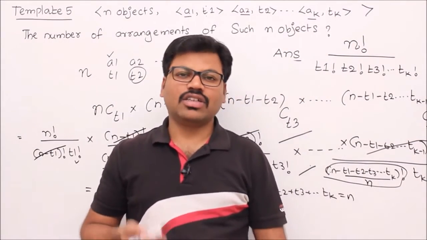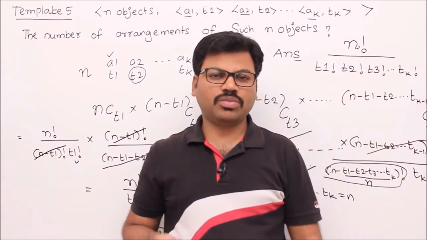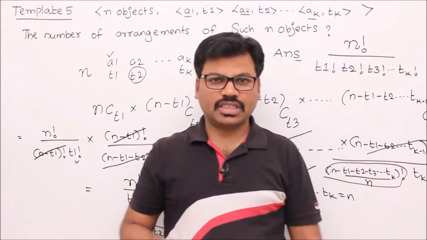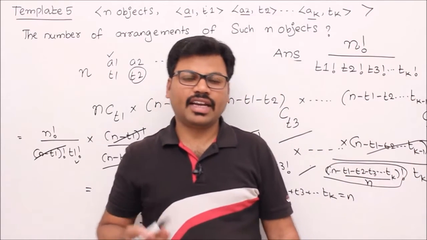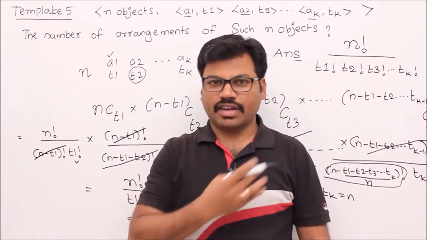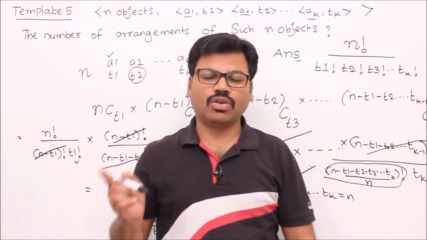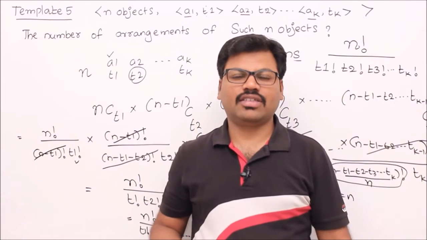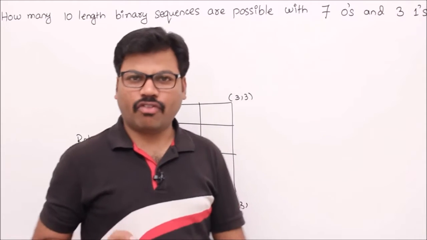So from now onwards, you remember template number 5 is like this. You have n objects, not necessarily distinct, where a1 type of object is repeated t1 times and a2 type of object is repeated t2 times, so on, ak type of object is repeated tk times. Then the total number of arrangements of those n objects equals n factorial by t1 factorial into t2 factorial into t3 factorial into so on tk factorial. That's it. Now we will see problems related to template number 5.